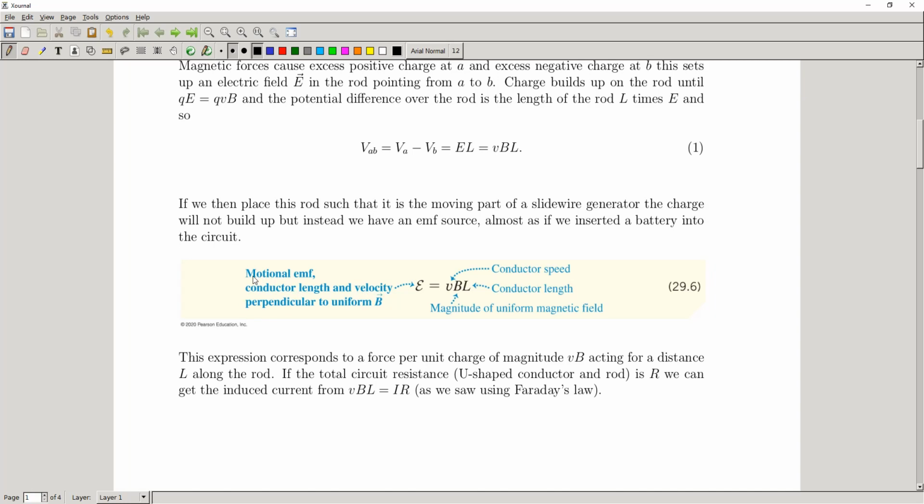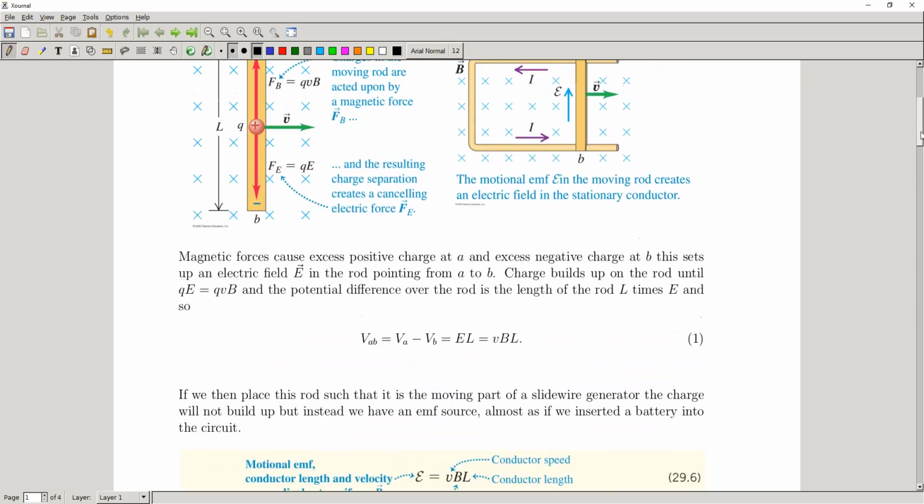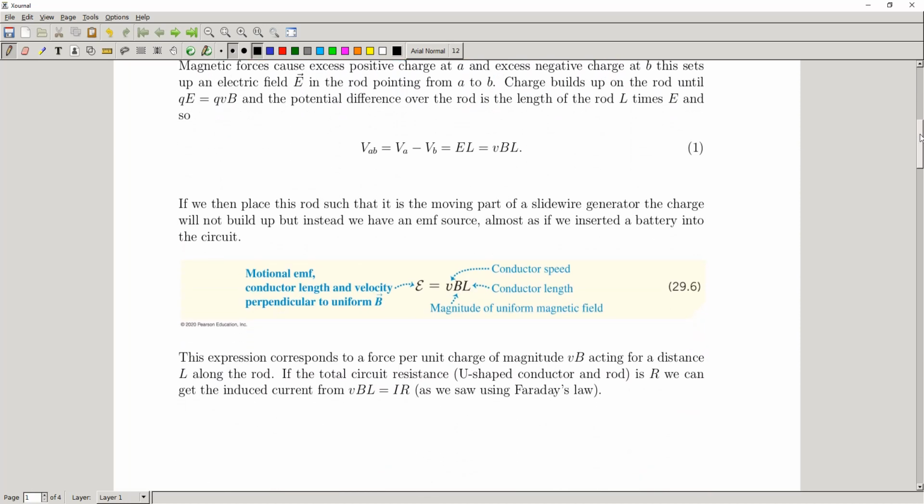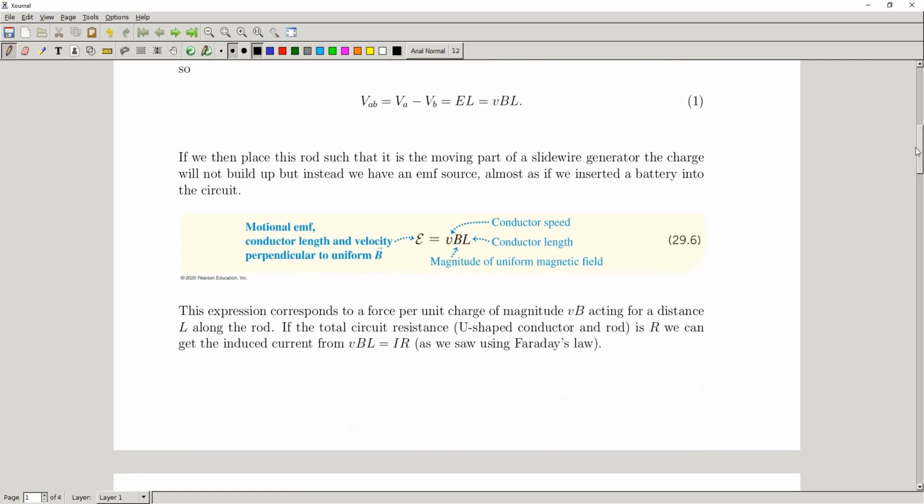So we have what's called our motional EMF. This is an EMF due to the motion of this rod. Okay, and so this is our motional EMF, and it's equal to the speed of our conductor times the length of the conductor times the magnitude of the uniform magnetic field. Okay, and so this expression corresponds to a force per unit charge with a magnitude of VB acting over a distance of the rod, right? Acting over the distance of the rod L. Okay, so this is our force per unit charge acting over the length of the rod L.